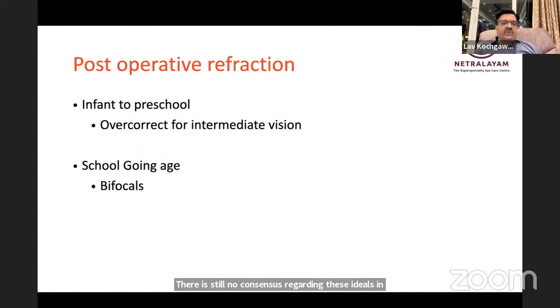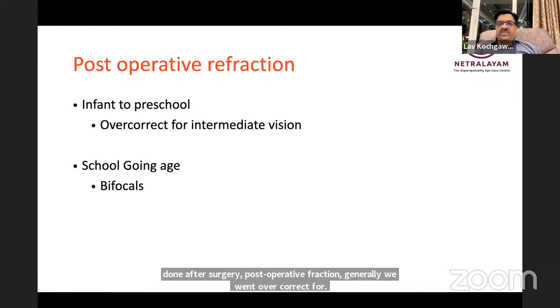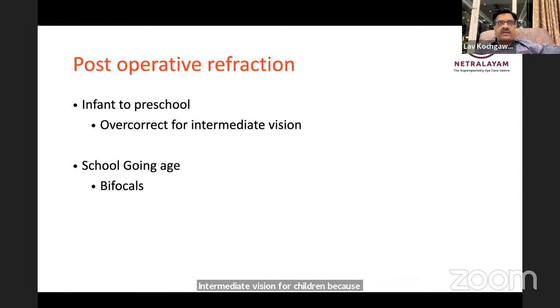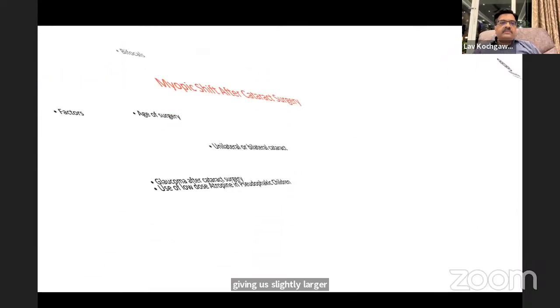Now, post-op refraction: once the surgery is done, we generally overcorrect for intermediate vision in children, because in preschool children, their life revolves around intermediate vision. In school-going age, we shift to bifocals as the child grows. When there is a possibility of giving a slightly larger frame, then we can go for progressives.